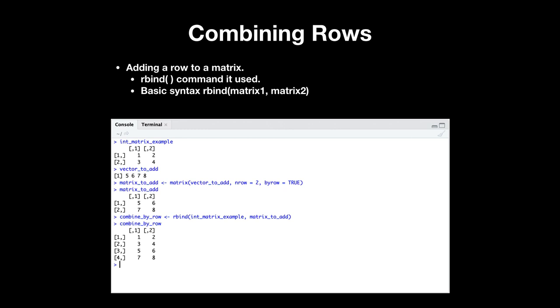If you take a look at the console here, I've made 2 different matrices. One is int matrix example, and then one I created a vector that we're going to turn into a matrix. So at the very bottom we see the combined by row variable. You pass on the function rbind, combining int matrix example by matrix 2add. And just to verify that this actually was done correctly, we're going to go ahead and type out the variable into the console, and it's going to return the value of the matrix.